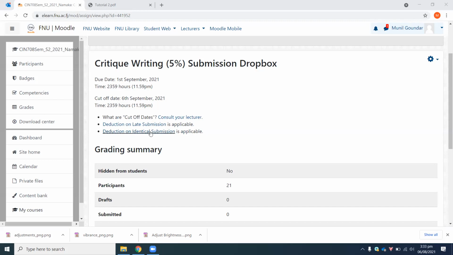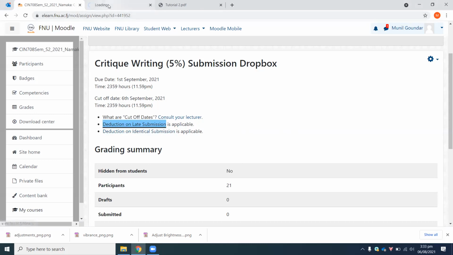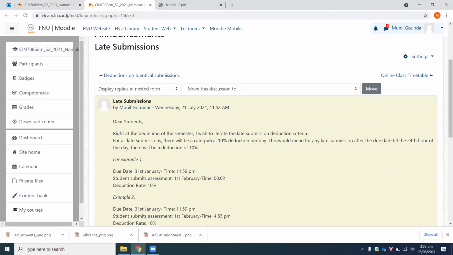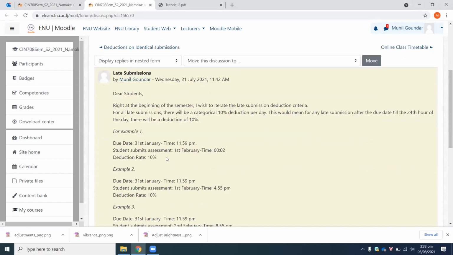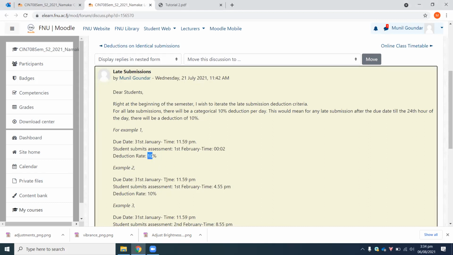Now, what is the deduction rate? So for deduction on late submission, there's a link provided. I'll quickly open it up. If you submit within a time frame of 24 hours, this is what happens. So if it's due at 11:59 p.m. and you submit even 2 seconds late, you go within that 24-hour time frame. So the deduction rate is 10%.